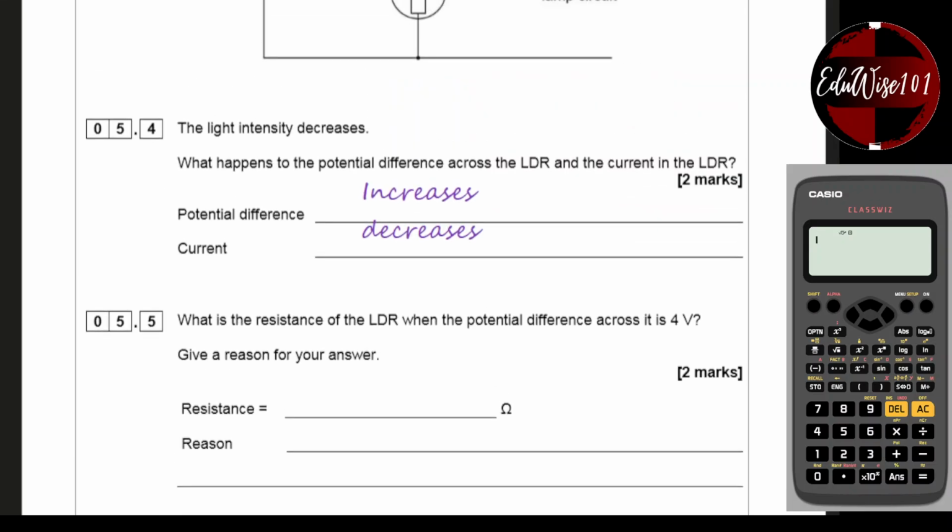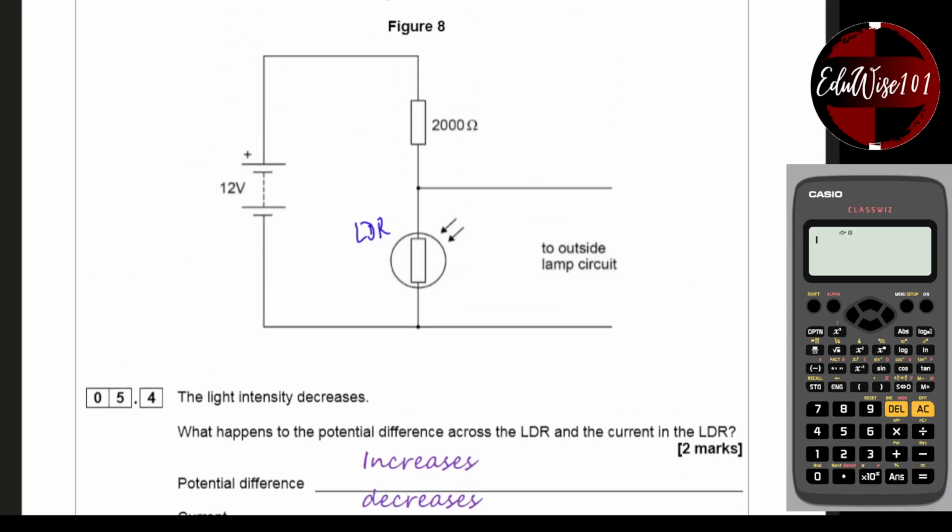Now, what they're saying here is the resistance of the LDR. Calculate the resistance when the potential difference is 4 volts. So if the PD across this LDR is 4 volts, if you connect a voltmeter there, if it reads 4 volts, that means the rest of the potential difference out of the 12 volts, it should be 8 volts across this.